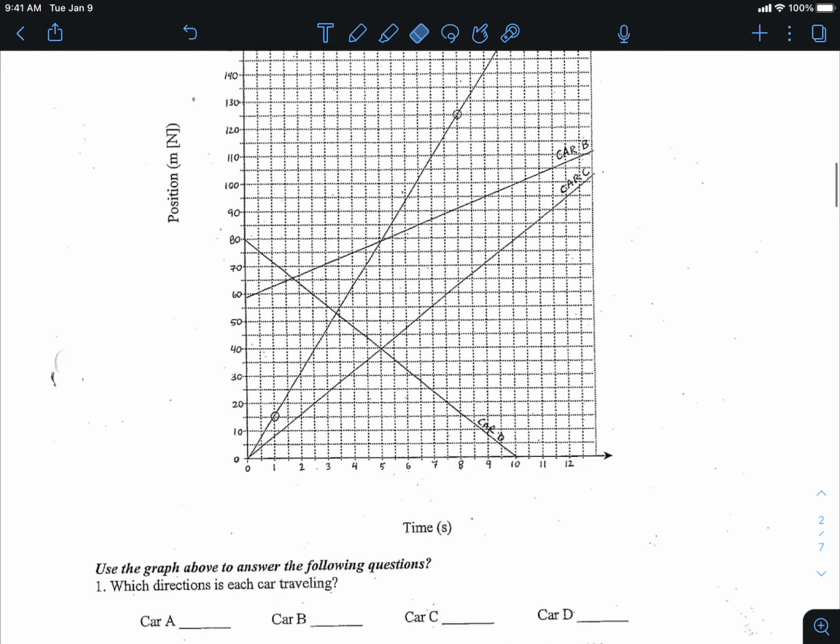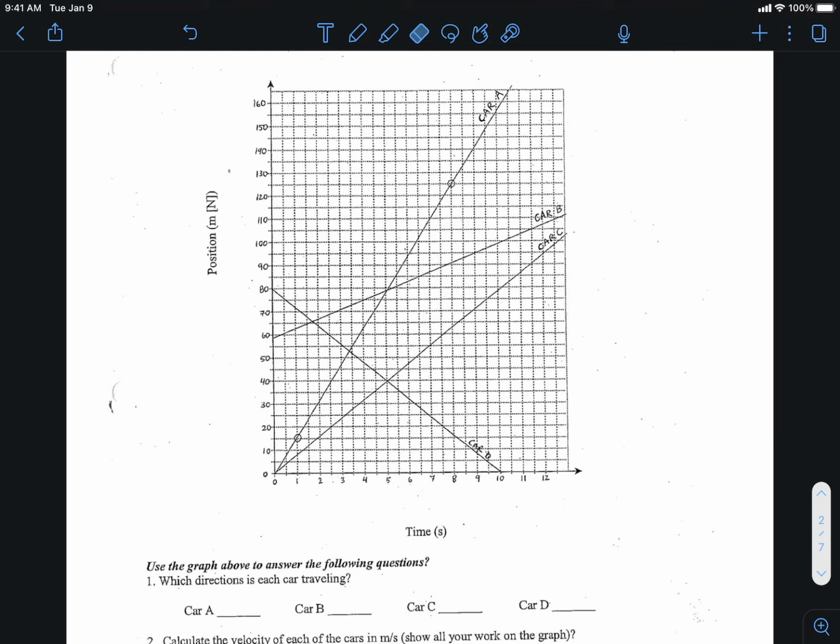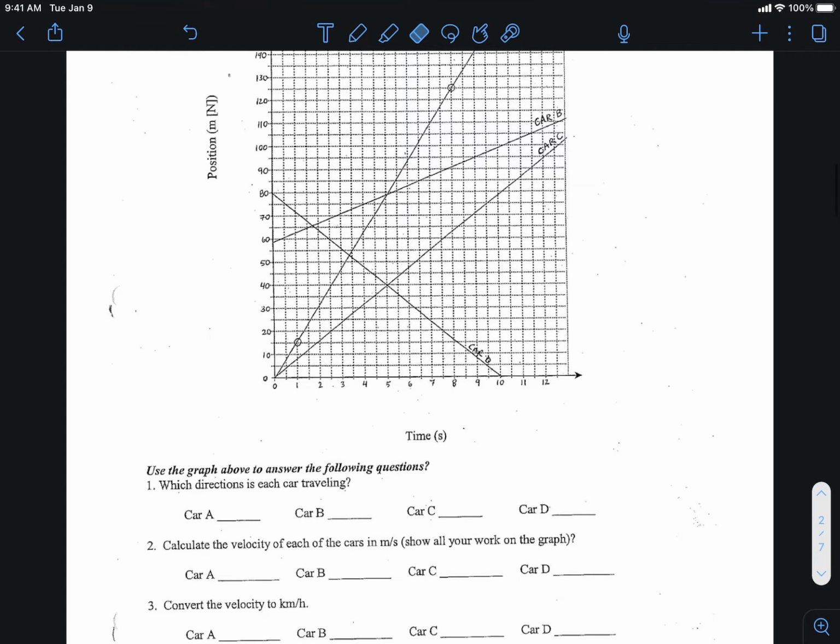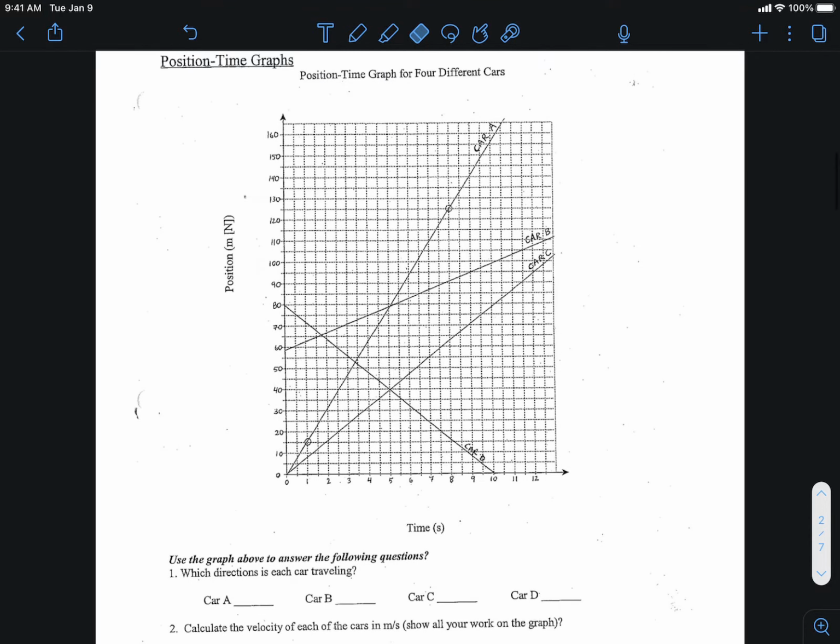What this is going to ask us is to use the graph to extract what's actually going on. For instance, the first part here is which direction is each car traveling? What we've got to think is, well, it appears the positive direction here implies north. And so it looks like all of these vehicles, with the exception of one, are traveling in the north direction. Car A looks like it's traveling north. Car B, also north. And car C would be north. But then you have this outlier that's going against the overall trend. It looks like car D is traveling in the south direction, right? So it's a negative slope.